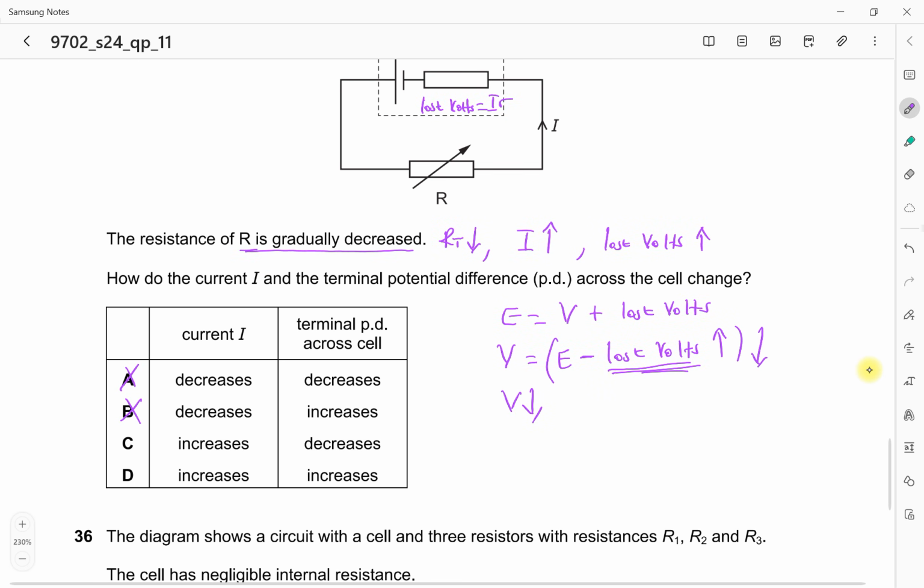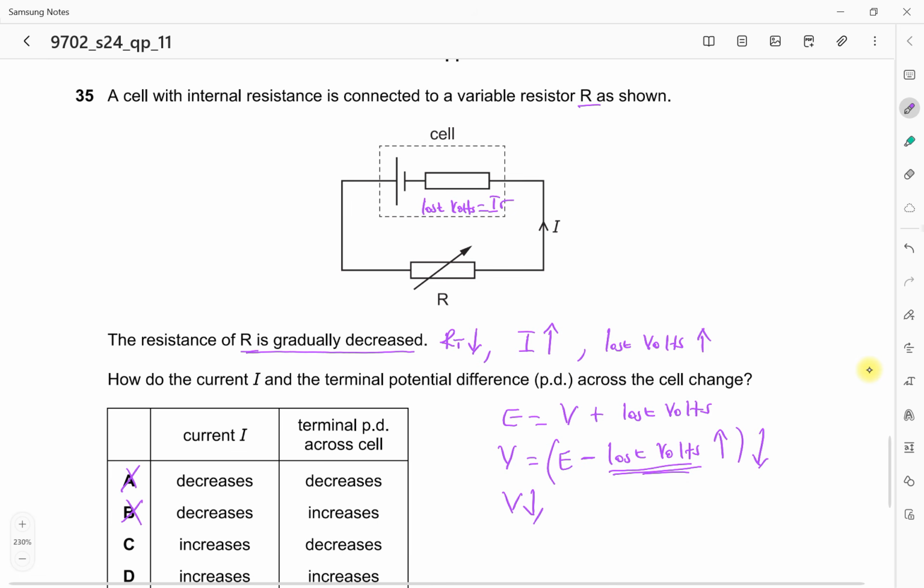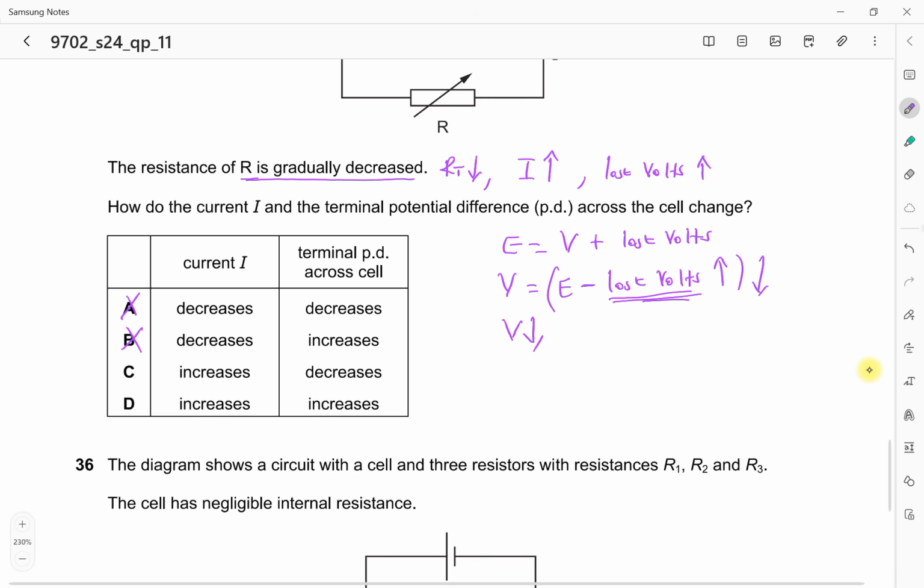We ignore A and B. Current increases. But then the terminal PD is going to decrease because the lost volts increase. The PD lost in the internal resistance increases. So the terminal PD is going to decrease. So this means the answer is going to be C.